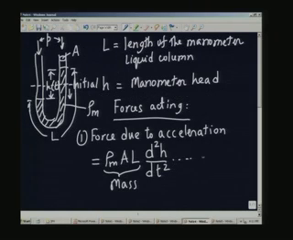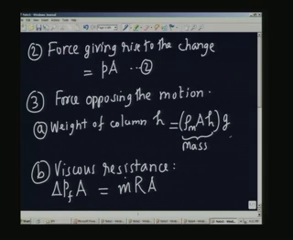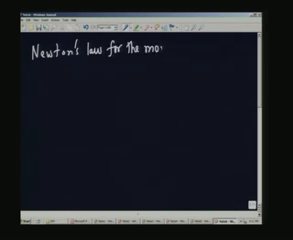So, if you look at this, I can say this is 1, this is 2, this is 3, this is 4. So, there are 4 forces. The second law of motion will tell us that the net force will be the net positive minus the net negative. So, we have to take into account the forces which are helping the motion to come about and the ones which are going to prevent the motion from taking place. So, I will write the Newton law for the moving liquid column.